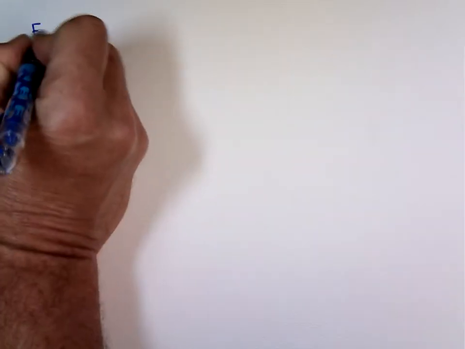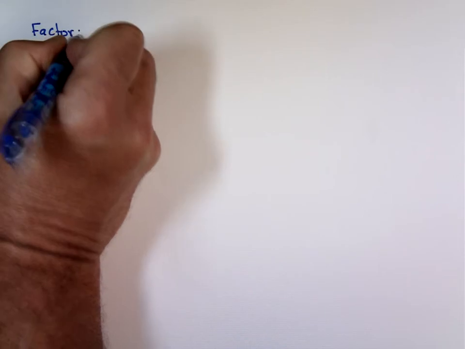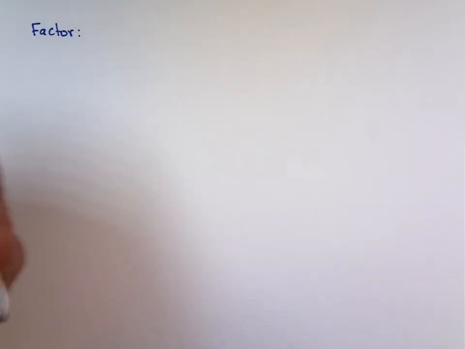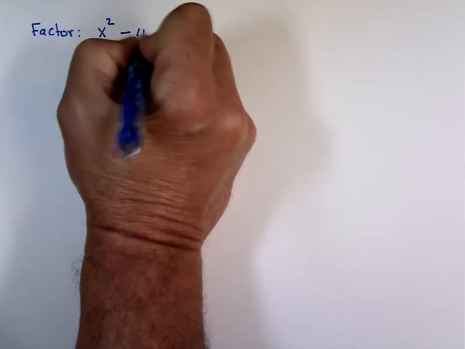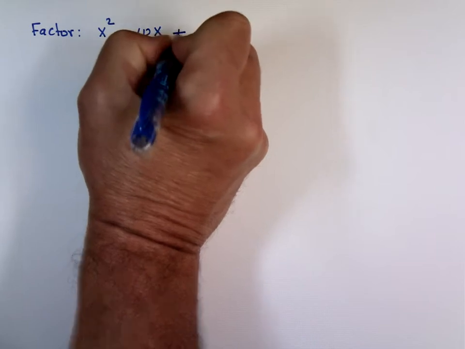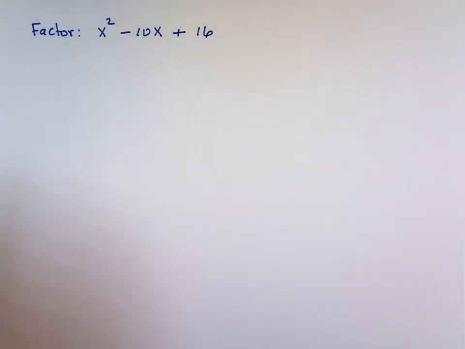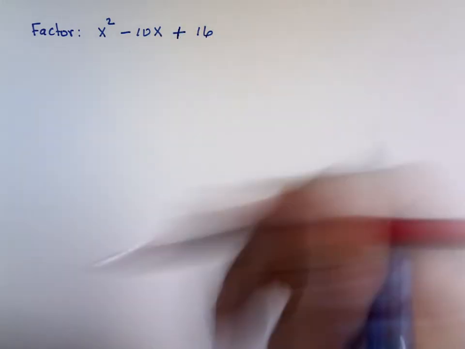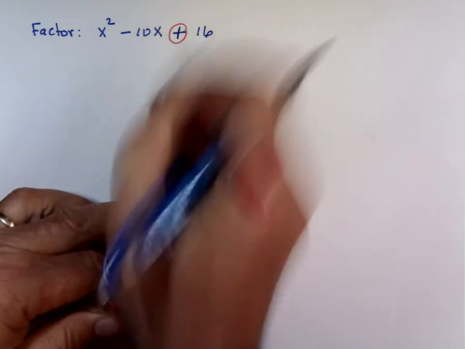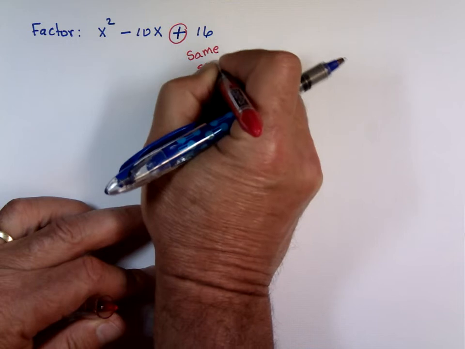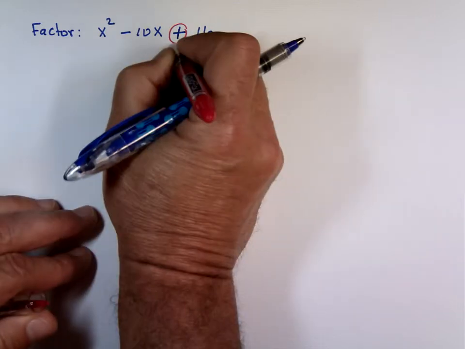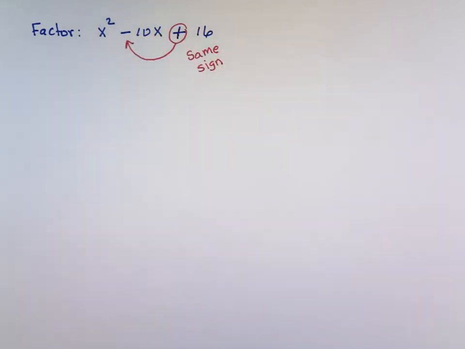Factor x squared minus 10x plus 16. Again, the first place I look at is this spot right here, the plus. That tells me the signs are the same. Same sign, which means both are going to be as the one before it. Both going to be negative.